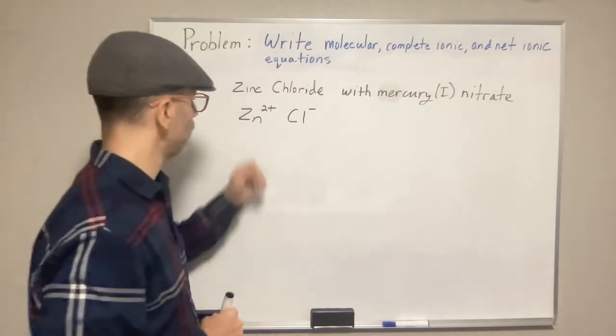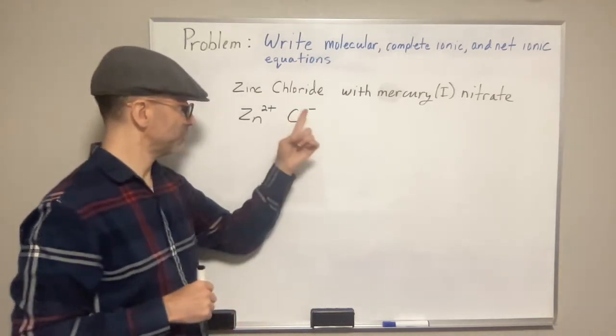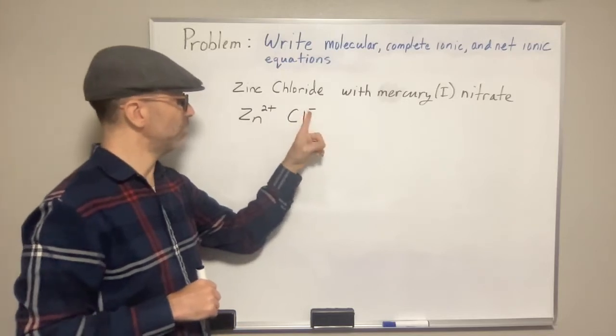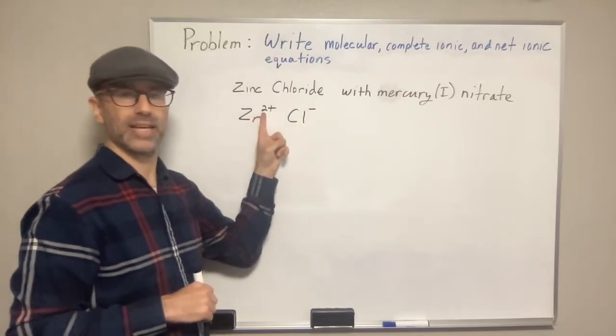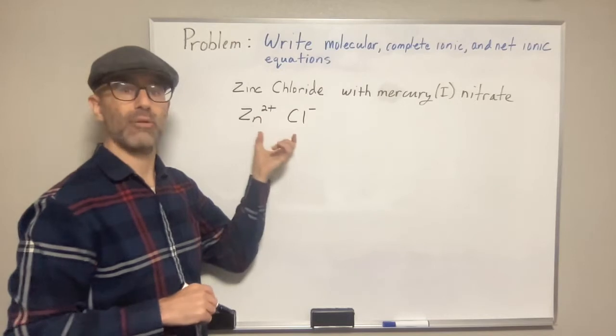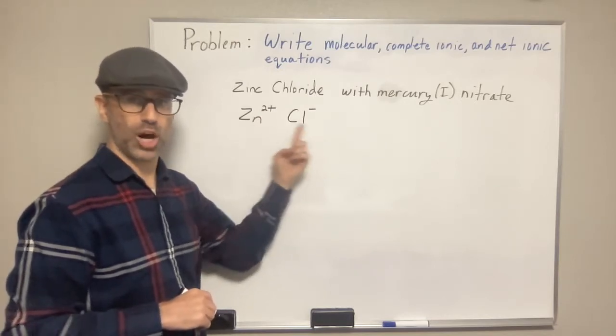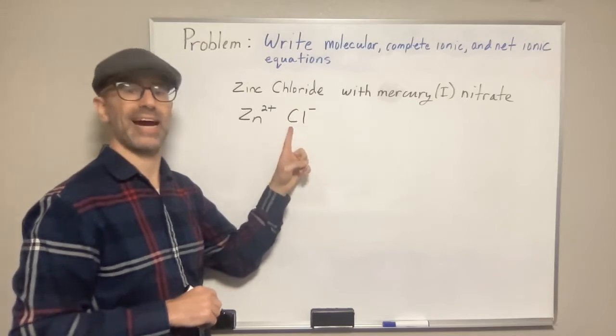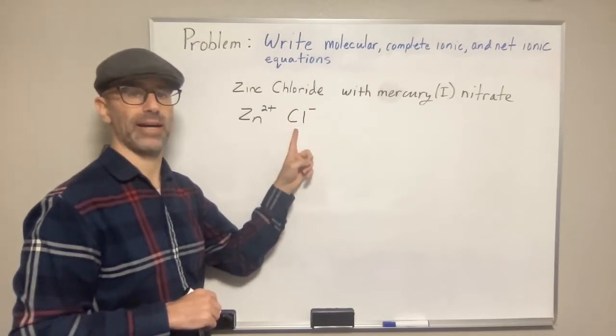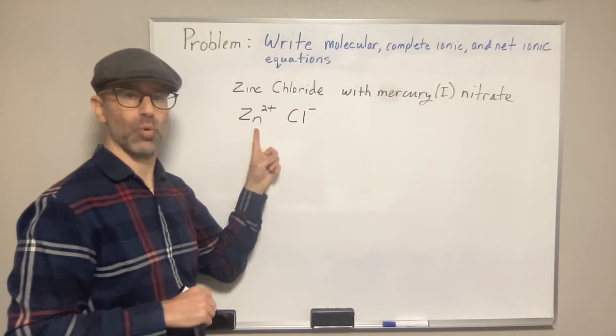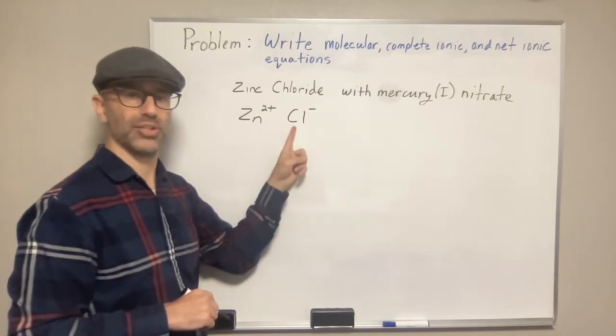So now that we know the charges on the ions, chloride has a -1, and zinc has a +2. And so now we need to write the formula. When you write the formula, you need to make sure that the charges are balanced. So you can see that I need 2 chloride ions to balance the charge on 1 zinc atom. So I'm going to need 2 of these.